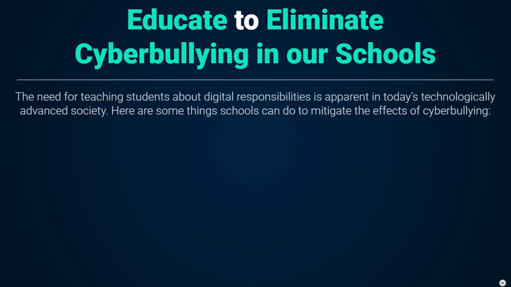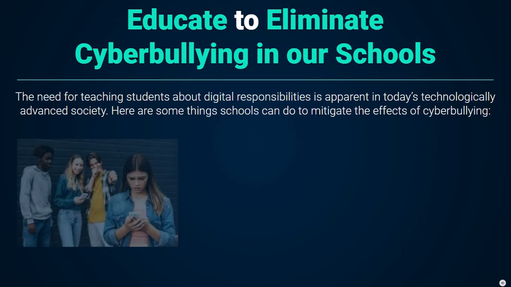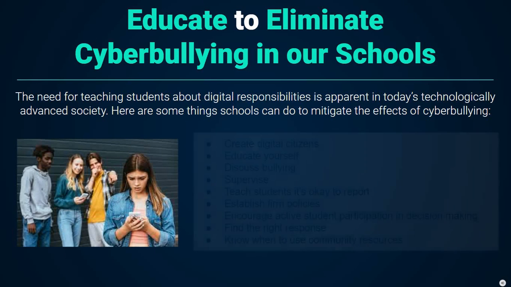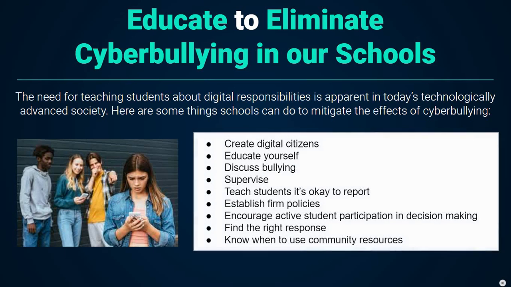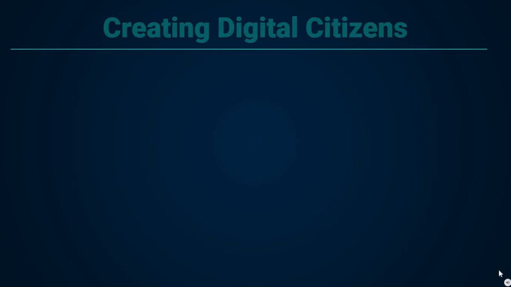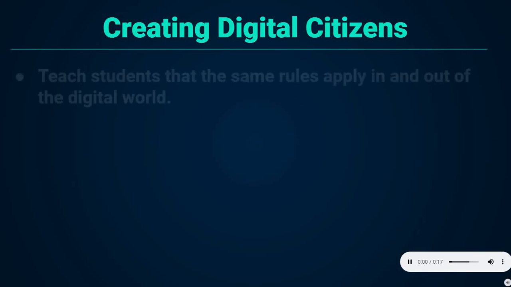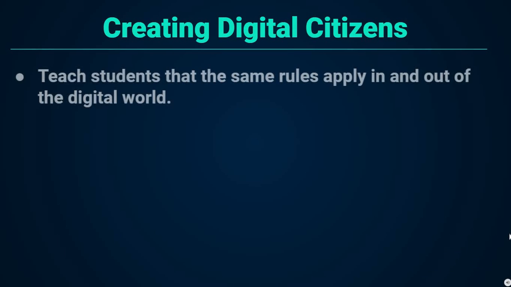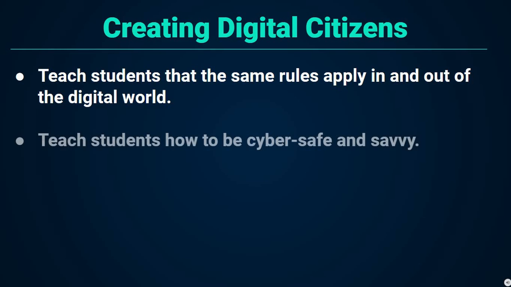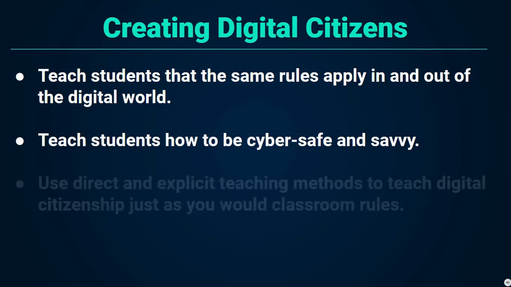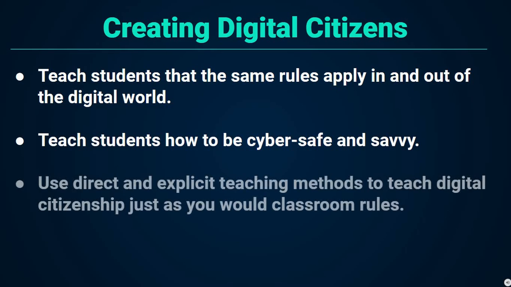The need for teaching students about digital responsibilities is apparent in today's technologically advanced society. Here are some things schools can do to mitigate the effects of cyberbullying. Creating digital citizens. Teach students that the same rules apply in and out of the digital world. Teach students how to be cyber safe and savvy. Use direct and explicit teaching methods to teach digital citizenship just as you would classroom rules.